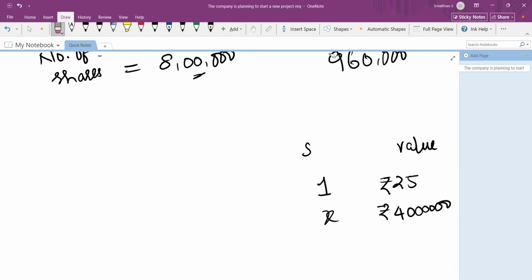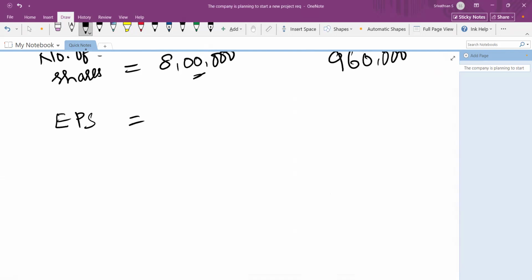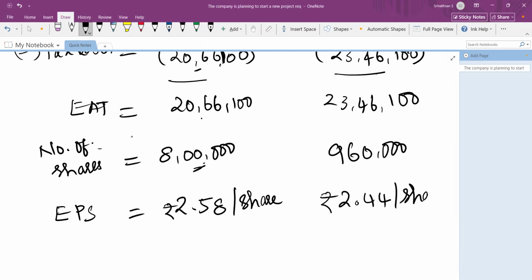Now when we divide net income or earnings after tax by the number of outstanding shares, we will get the EPS. So let's calculate the EPS under both the financial plans. 20,66,100 divided by 8 lakh, we get an EPS of rupees 2.58 per share. Similarly, 23,46,100 divided by 9,60,000, we get rupees 2.44 per share. So these are the EPS under both the financial plans.